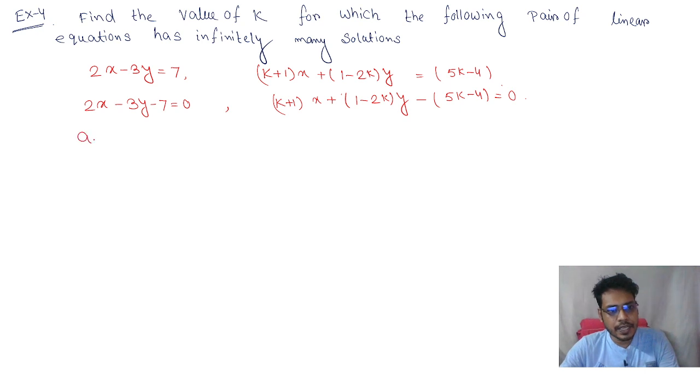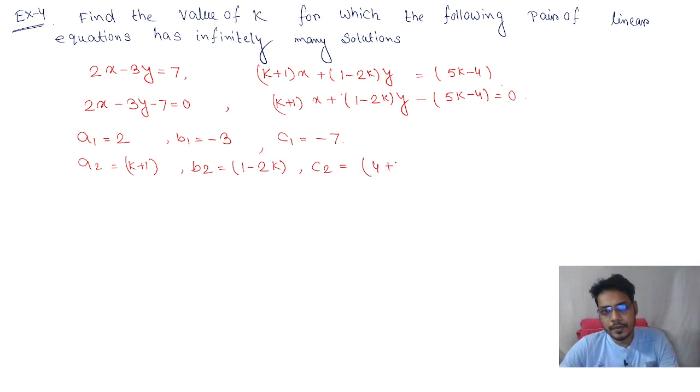Now if you compare, you will get a1 is 2, b1 is minus 3, and c1 is minus 7. Now a2 is k plus 1, b2 is 1 minus 2k, and c2 is minus of (5k minus 4). That means we can say 4 minus 5k. So it will be minus of this, that means minus 5k plus 4. So 4 minus 5k. That's it.